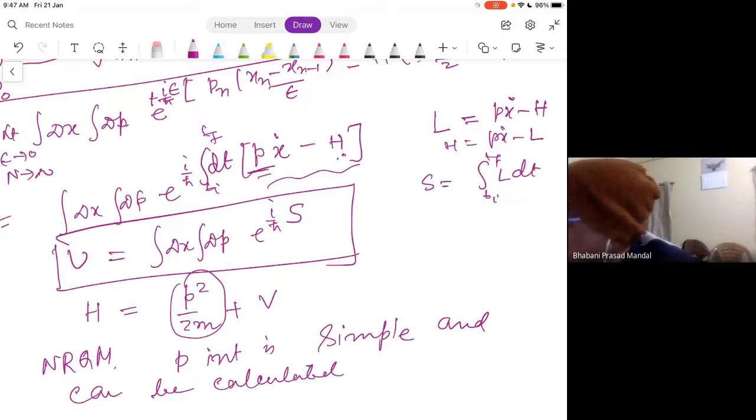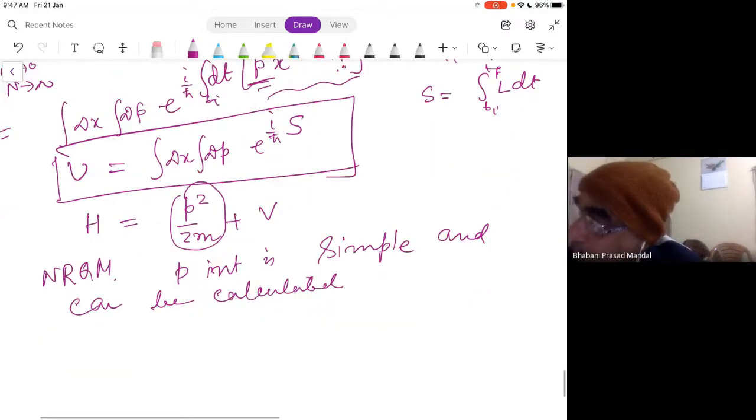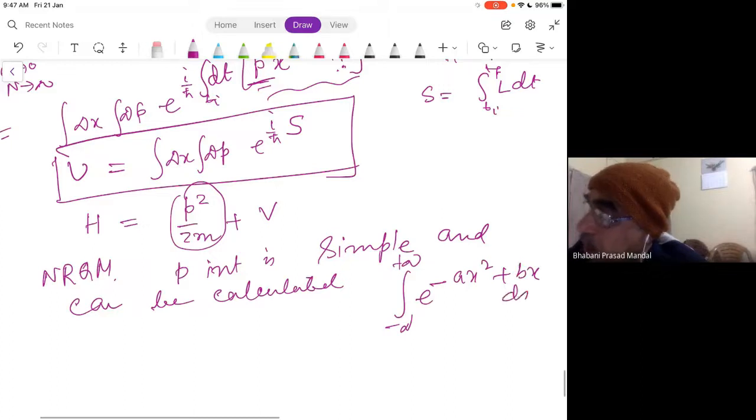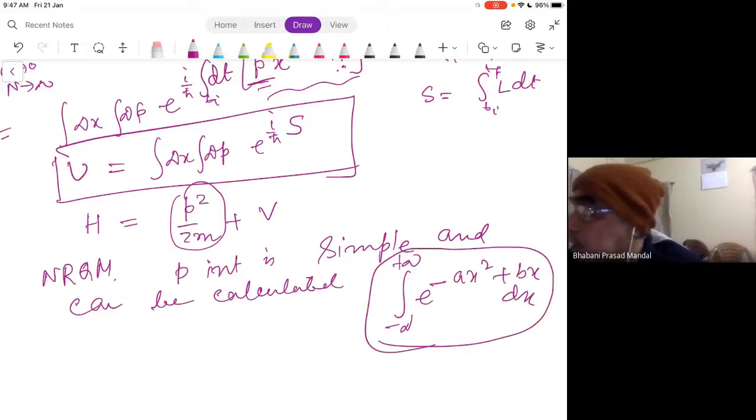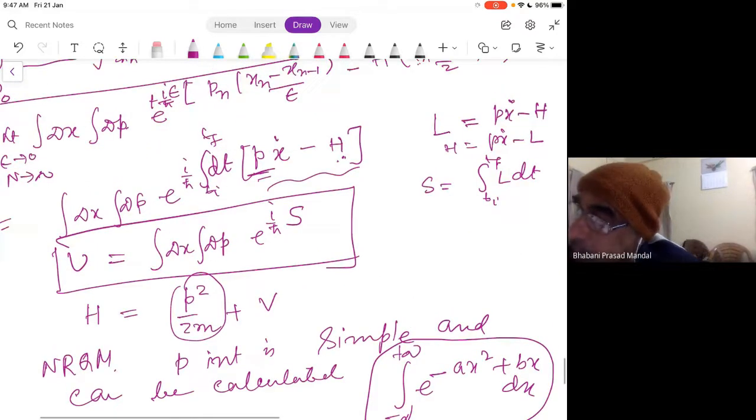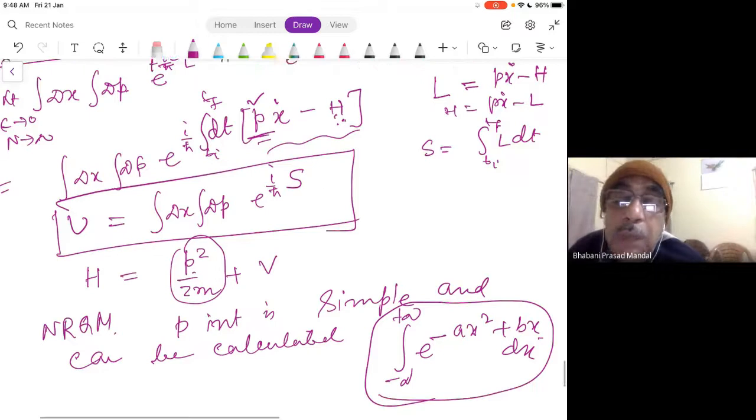But this is just a Gaussian integration. This p integration will be like minus infinity to plus infinity of e to the power ax square plus bx kind of integration dx. This integration you have done. This is the gamma function integration and you have done it. So in the p integration, you have a linear term in p, and H has a p square term. So a quadratic term and a linear term. So these two terms are there. So this p integration can be calculated, and I'll show how to calculate it. And then this formula can be written in a further simplified way. But the major part we have done.